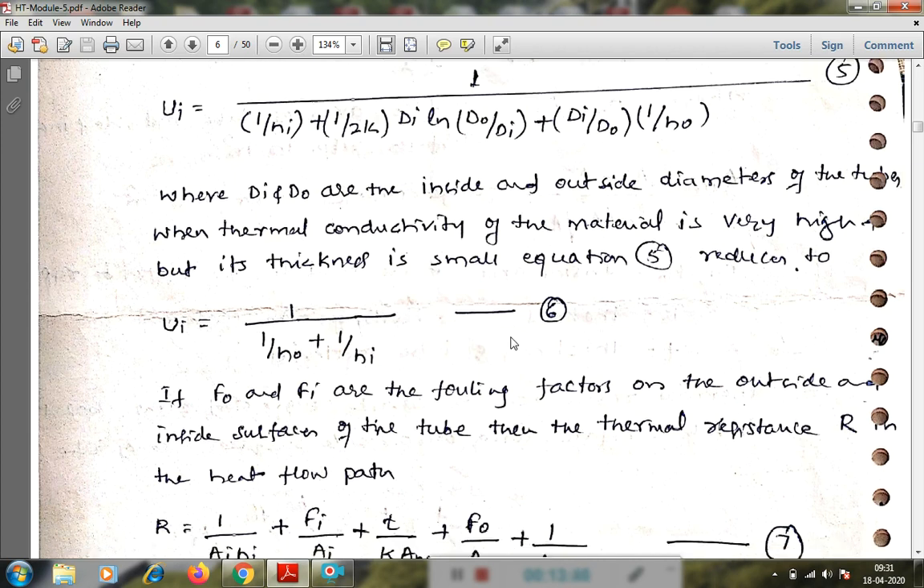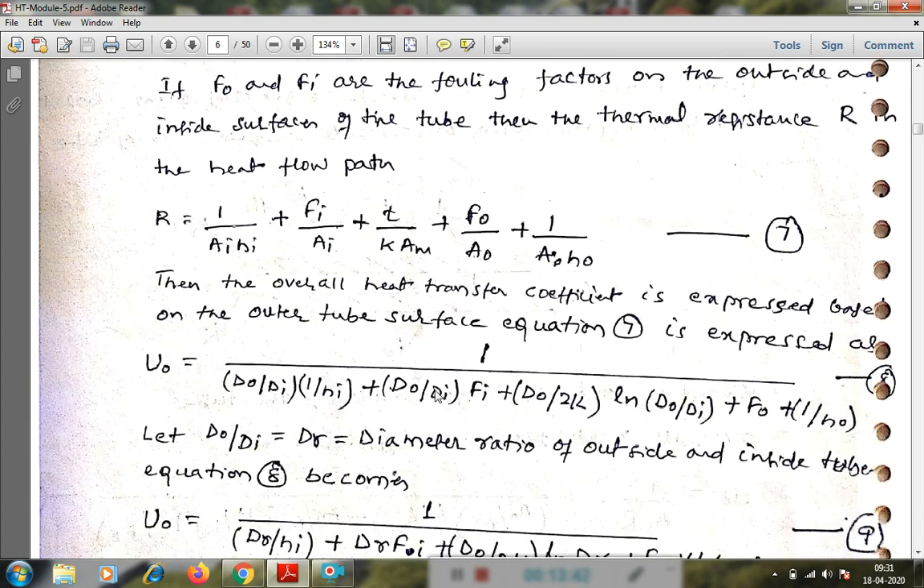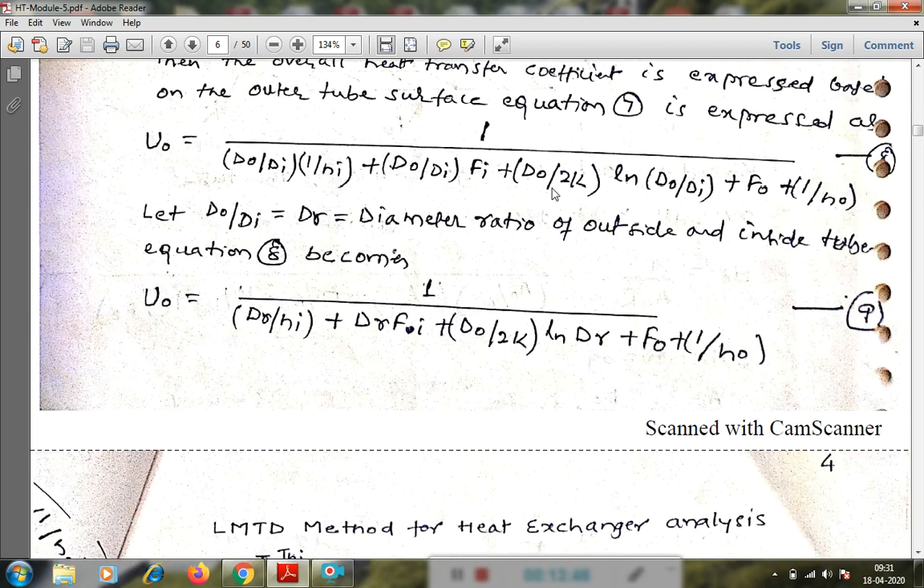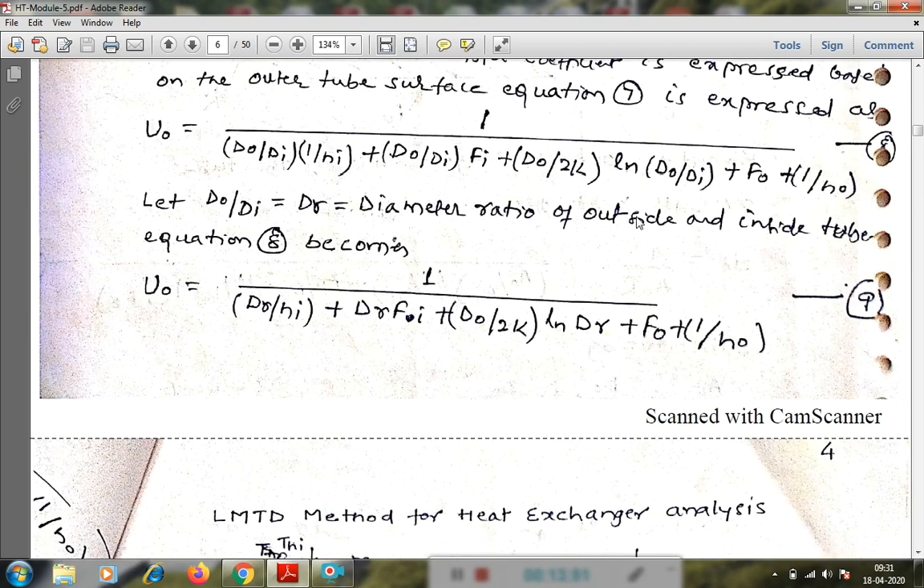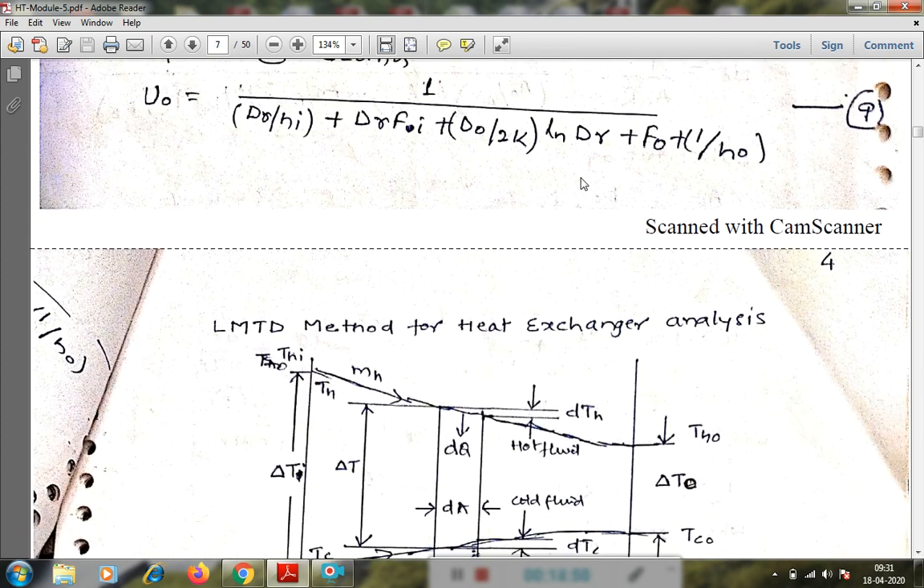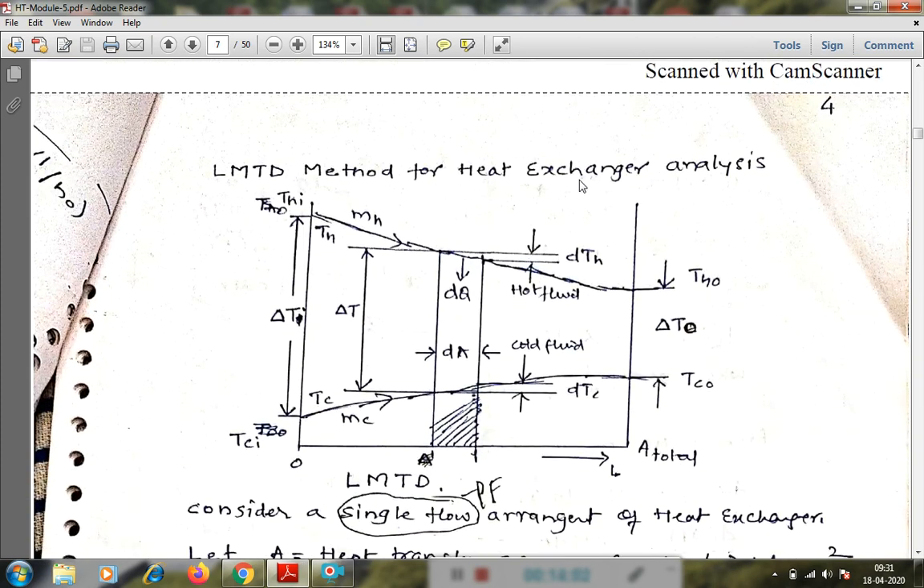Then fouling factors can also be considered. If we add the fouling factors, after addition we are going to get the overall heat transfer coefficient based on the outside surface area. Similarly, we can have the overall heat transfer coefficient for the inside surface area. By considering all these things, we have to analyze the heat exchanger. Analysis means here that we have to determine the rate of heat transfer by considering the temperatures as well as the overall heat transfer coefficient.